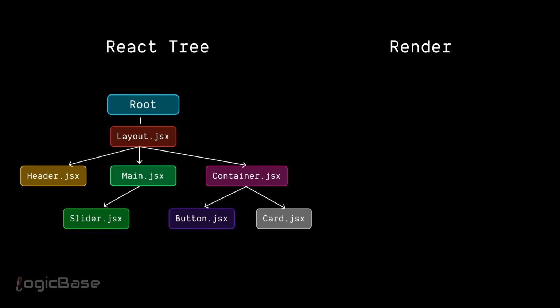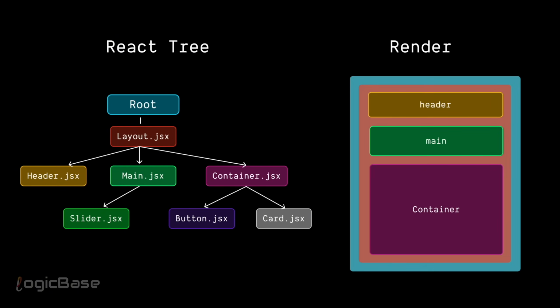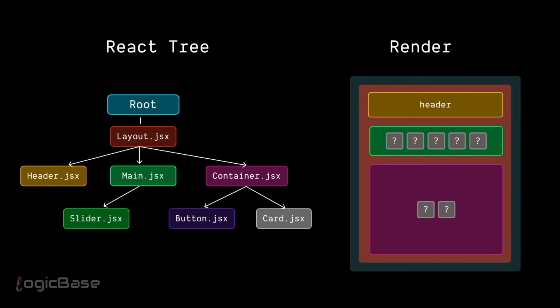So when Next.js is rendering the React tree on the server, it scans through the tree and figures out which components are server components and renders only those. And when it encounters a client component, it doesn't render it. Instead, it just leaves a blank placeholder there. It basically tells the browser, hey, I am leaving this spot blank. You go ahead and render this when it gets to the client.